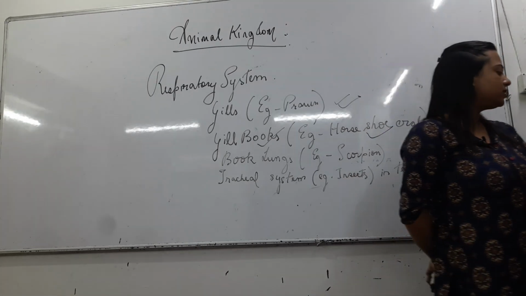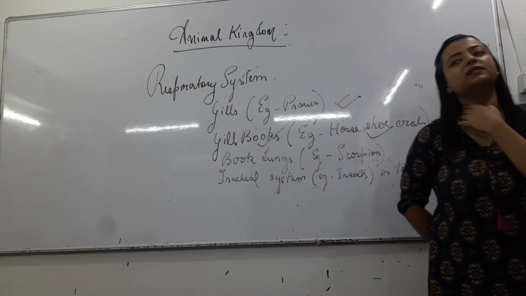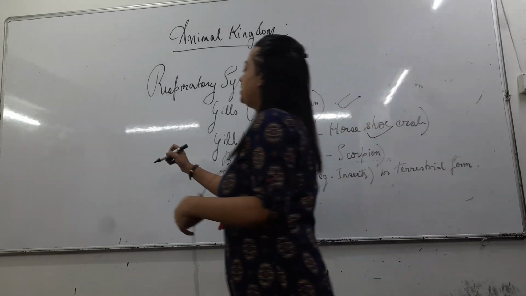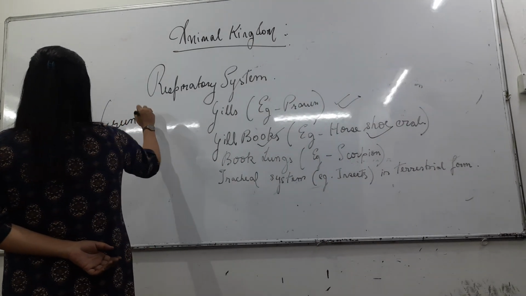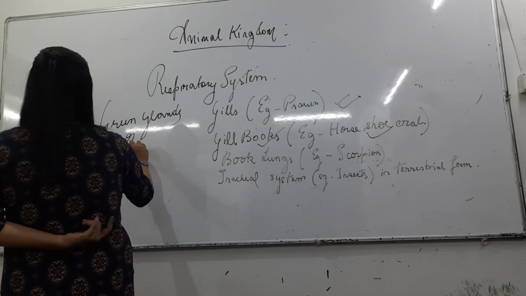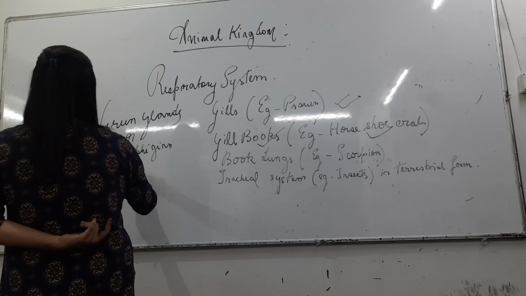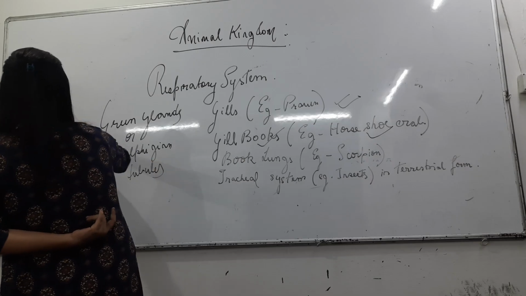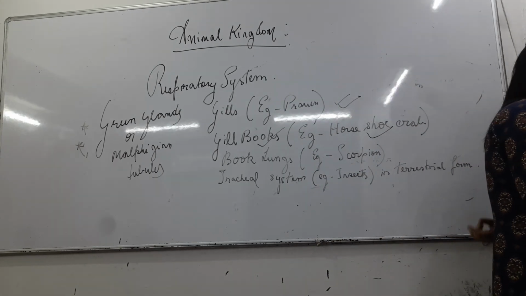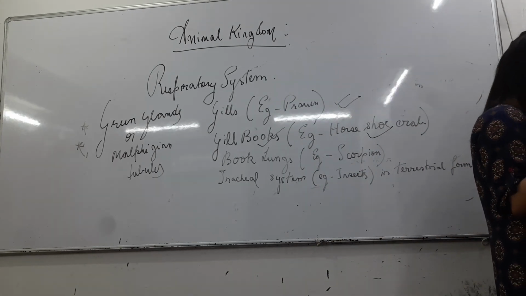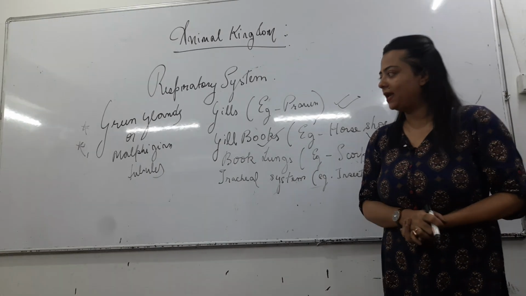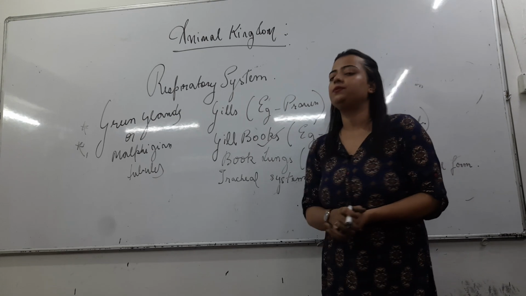Done? Okay, next you write excretion. Excretory organs are green glands. You need to remember the names of the excretory organs. Excretory organs are green glands or Malpighian tubules. Malpighian tubules, very important. Malpighian tubules are present in arthropods.